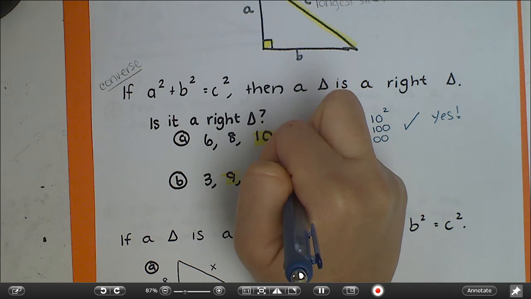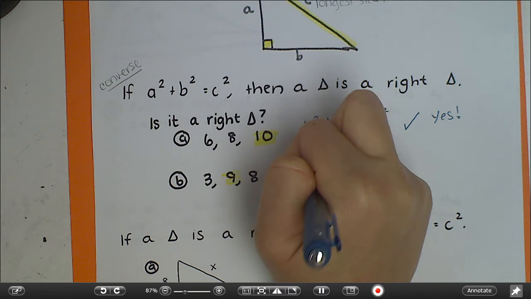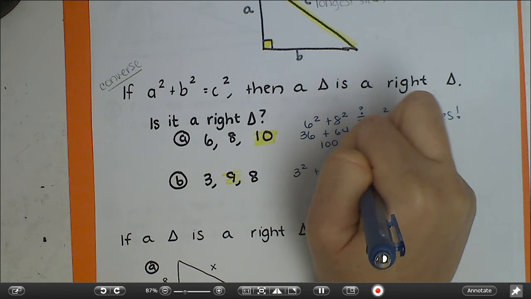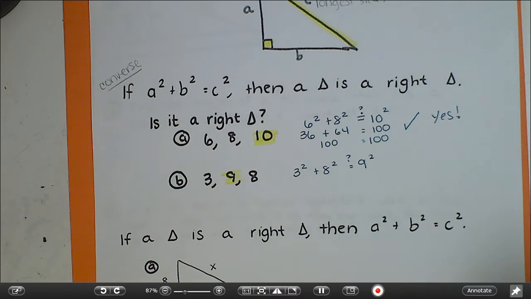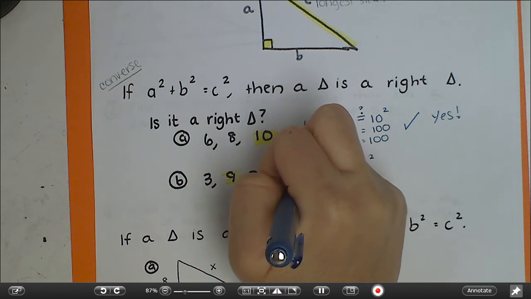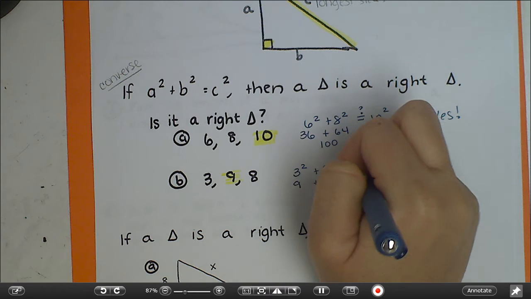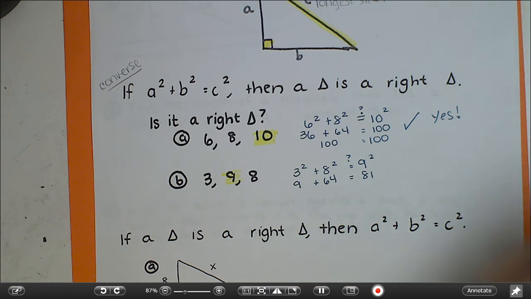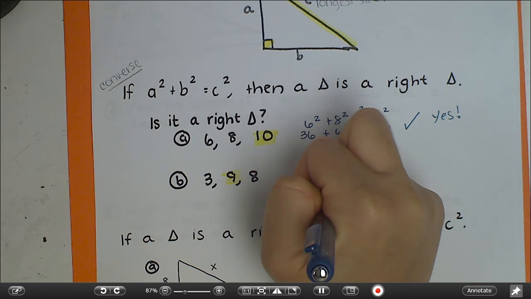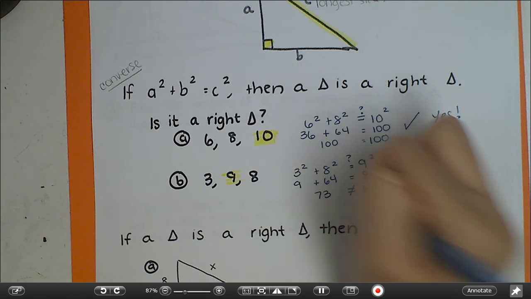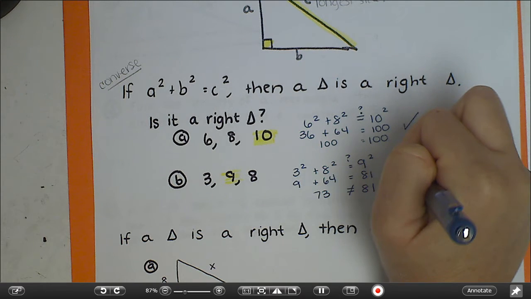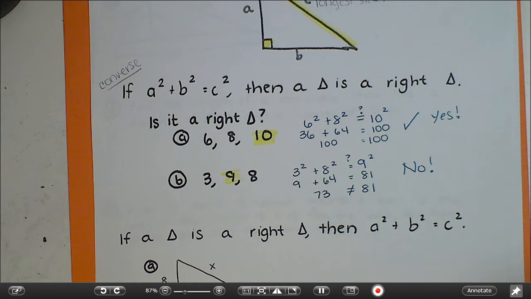All right, so let's check. 3 squared plus 8 squared equals 9 squared. I don't know, let's see. Well, 3 squared is 9, and 8 squared is 64. 9 squared is 81. 9 plus 64 is 73. That is not equal to 81, so no. This is not a right triangle.